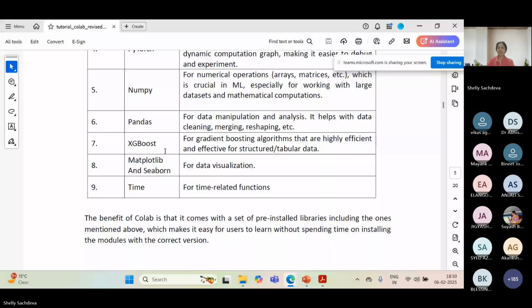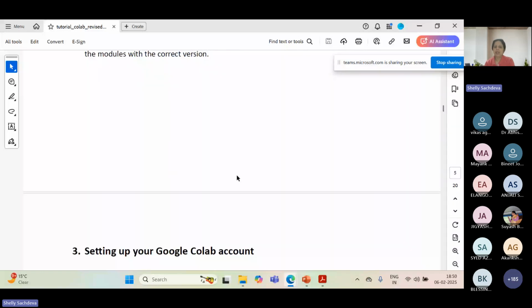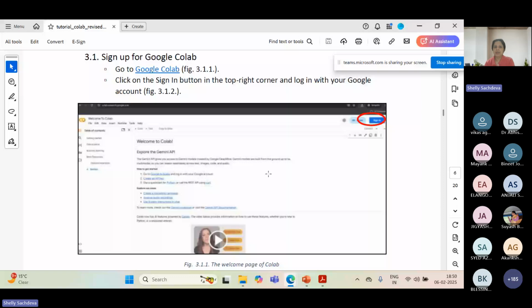And time. Since I said that I'll be showing you a demonstration related to a GPU, CPU, and TPU, I'll be using the function that is time. This is the benefit of Colab, that it usually comes with the pre-installation of all these particular libraries, right? And okay, now we'll start with the demonstration.